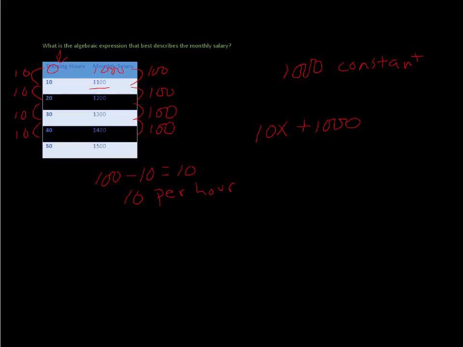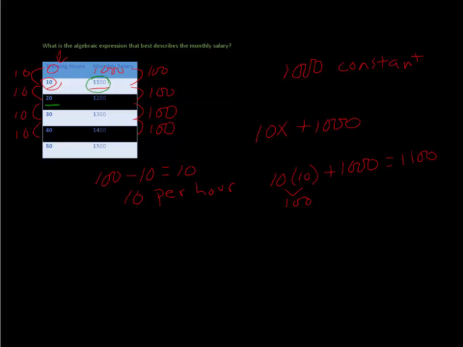All right, so let's see if this works. Let's take our 10 hours here and plug it in for x. So we have 10 times 10 plus 1,000. Now 10 times 10, that's 100. And 100 plus 1,000, that's 1,100. And that's exactly what we were looking for, $1,100 right there.